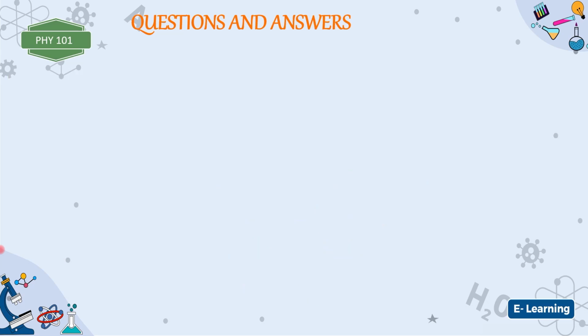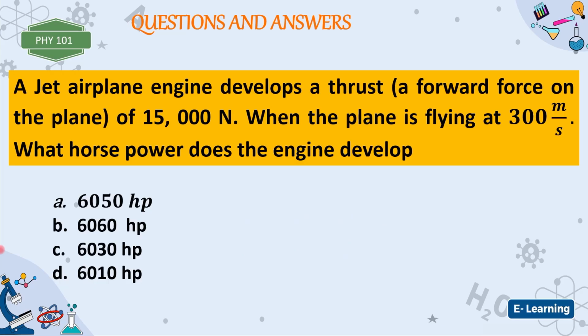All right. Now, the next: a jet airplane engine develops a thrust. A thrust is a forward force on the plane of 15,000 Newton. So I would say the forward force is 15,000 Newton, when the plane is flying at a speed of 300 meters per second. What horsepower does the engine develop?